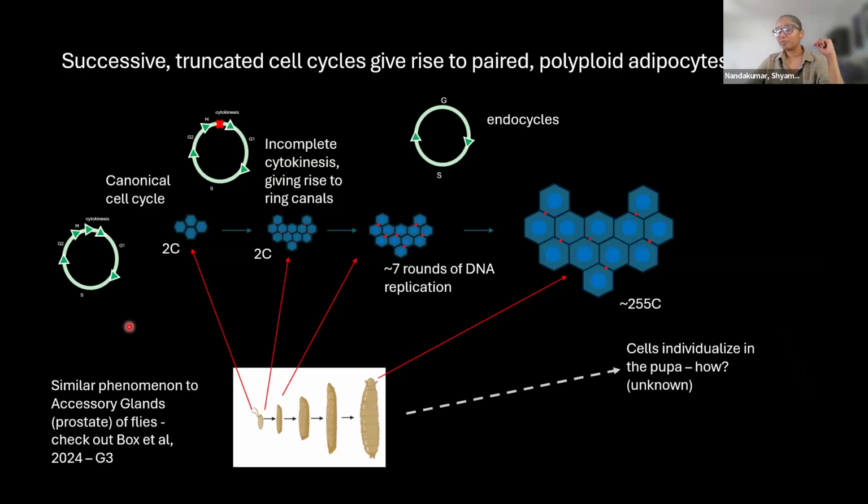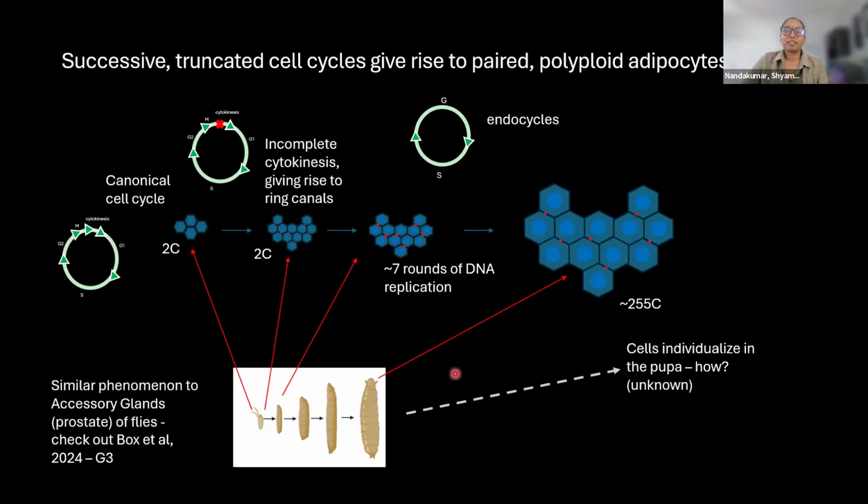This is quite similar to something that happens in the Drosophila prostate, where cells undergo complete cytokinesis, but then also binucleate. So that's a very interesting, different cell cycle modality. So check this paper out if you're interested.